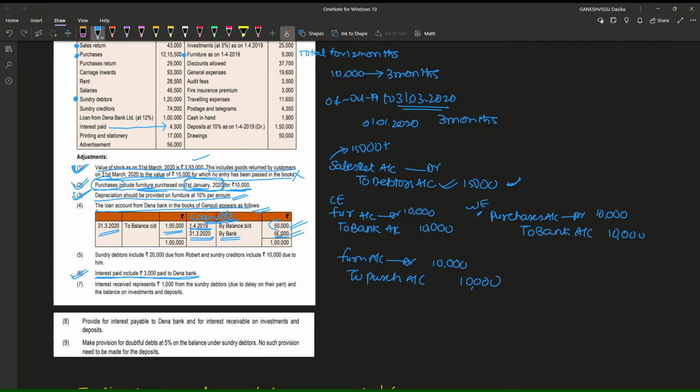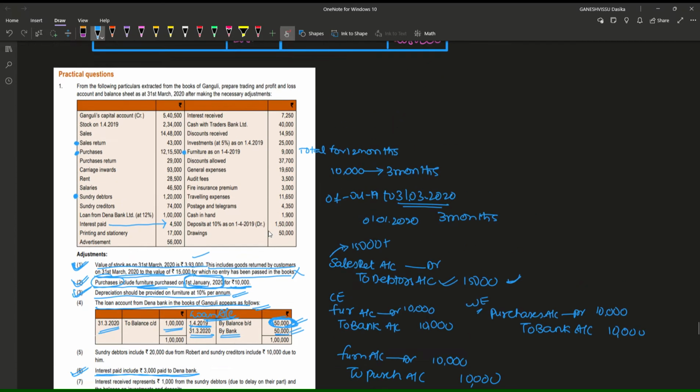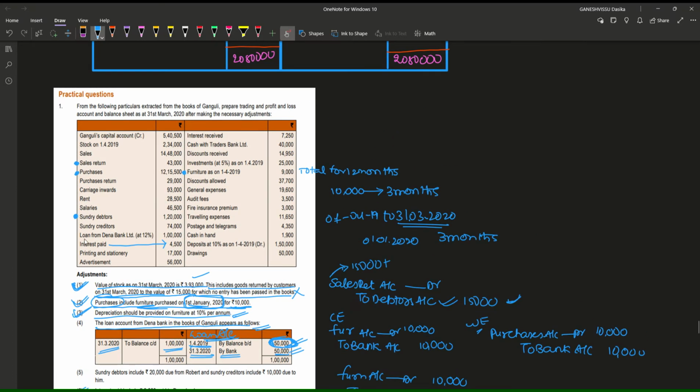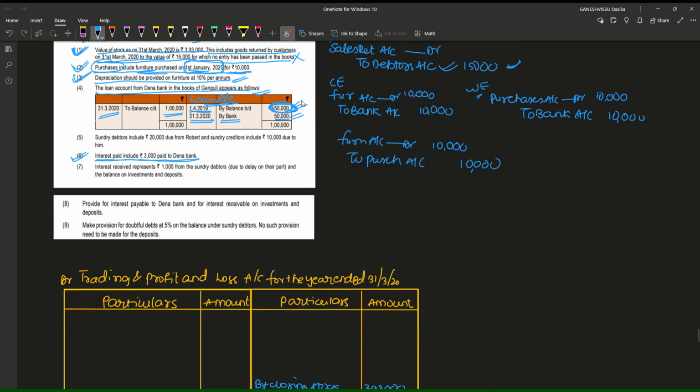But there is an opening balance of 50,000 rupees only. So we need to charge interest for this 50,000 rupees only. Let us have here, see, loan from Dena Bank Limited, in bracket they said 12%. What is this 12%? 12% is the rate of interest, and this is what 1 lakh rupees. We have taken a loan for which interest is payable at 12%, and the balance of loan is 1 lakh. But we need to charge interest only for this 50,000.